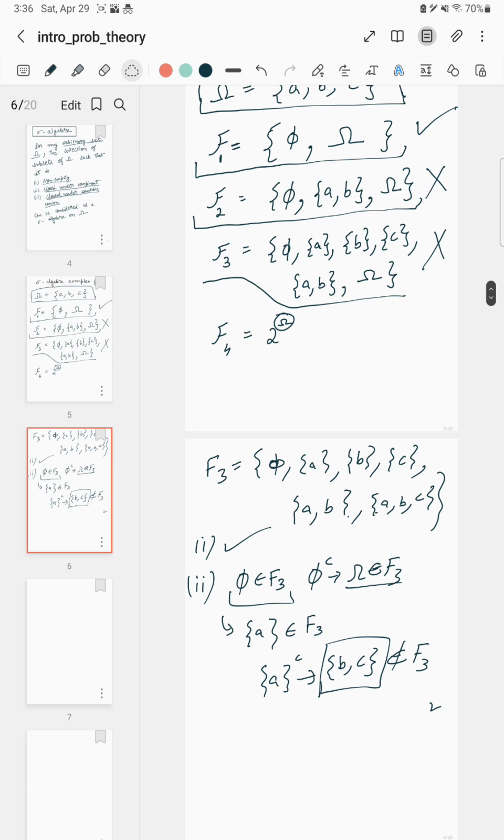So F3 is also not a sigma algebra on omega. Okay. Now let's jump on to one more example, F4.